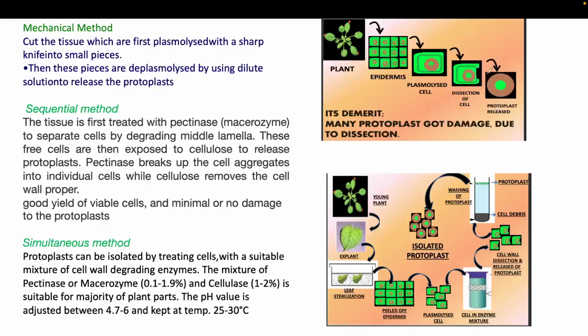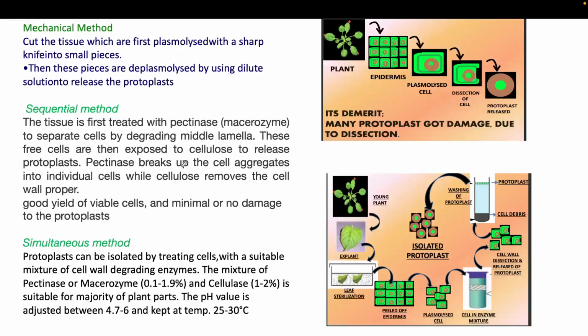Whatever is left which has not burst or has not come out because of the plasmolysis solution, you can take out through the mechanical step, by a manual method, and this is your protoplast which will be released. So this is all about the mechanical method. Now you have the sequential method and the simultaneous method. Both of these methods belong to the enzymatic method.